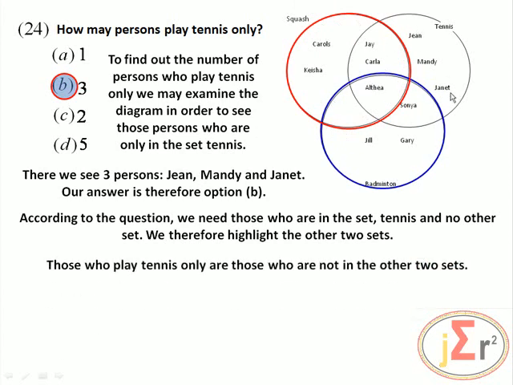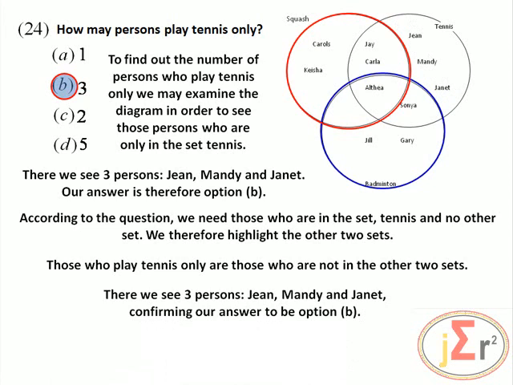These are the ones that we are talking about. The ones that are not in squash and they are not in badminton are the ones that are over here, and they are the ones that play tennis only. So there we see three persons, Jean, Mandy, and Janet, confirming our answer to be option B.